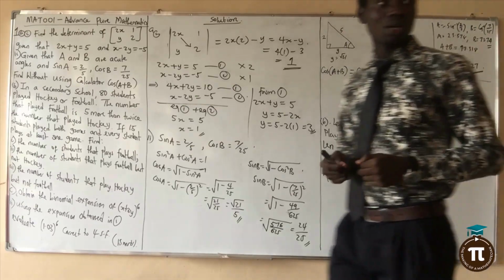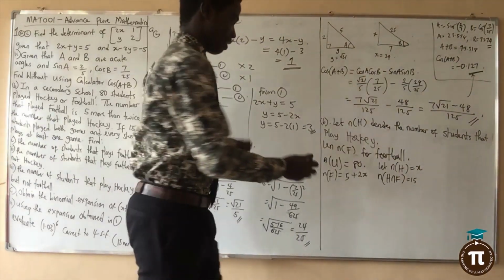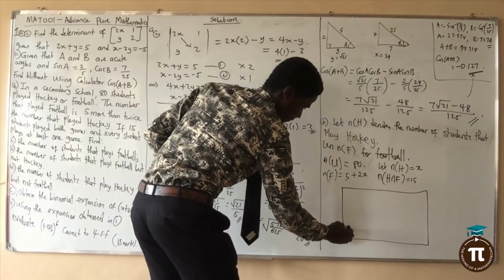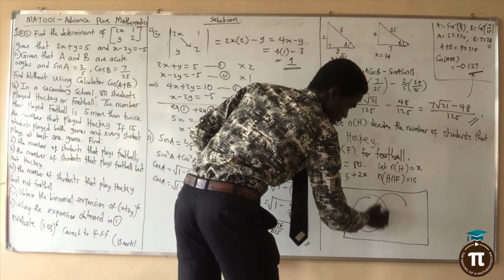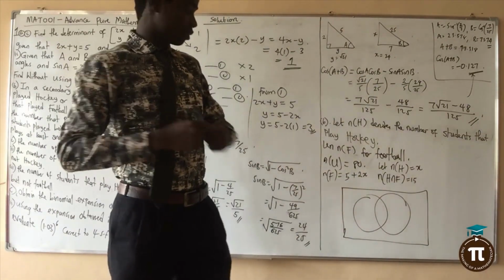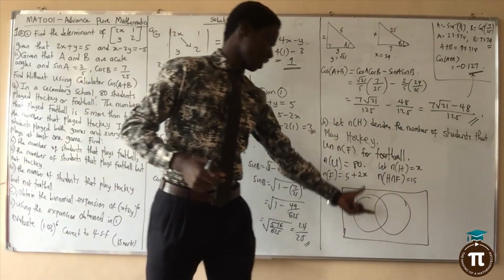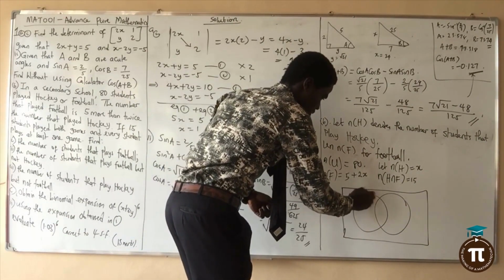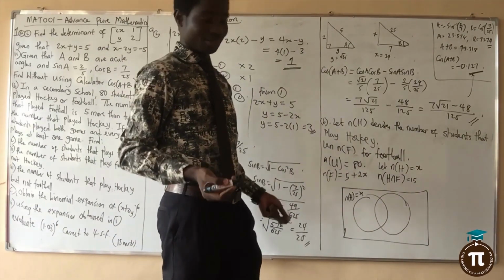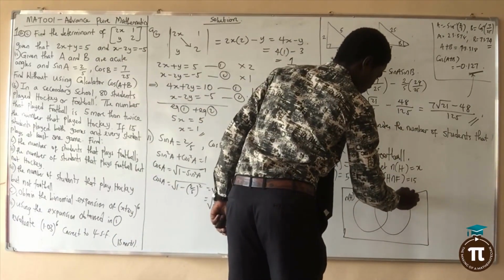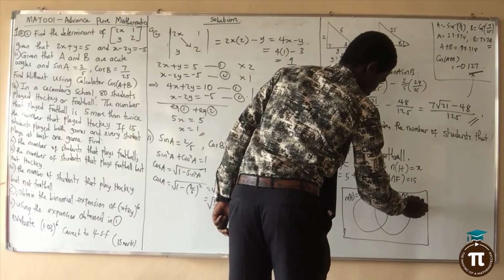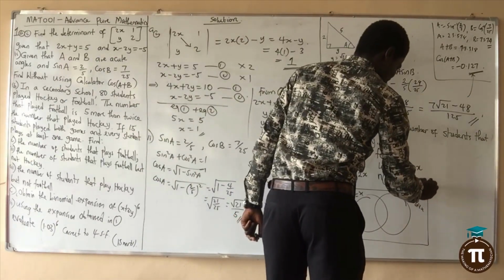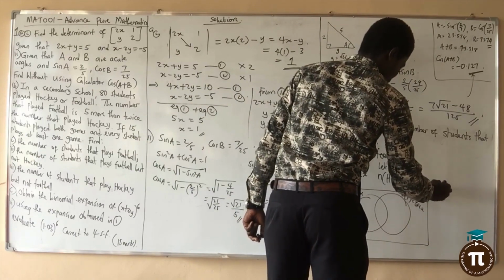So it's very simple. Just draw a Venn diagram. How do I know it's 2 circles? This is the whole class. This first one is for the number of people that play hockey. I have already allowed it to be x. The number that play football is 5 plus 2x. And don't forget, everything here, the universal set, is equal to 80.